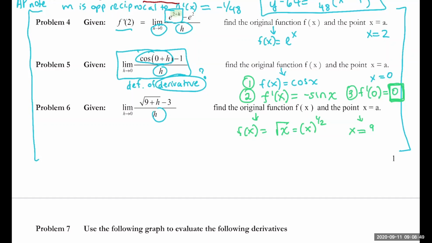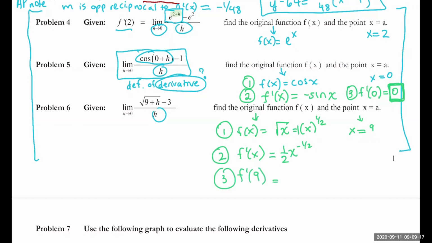And then the next step is, the first step is the original function. The second step is the question is asking for a derivative. So power rule here, we're going to bring the 1/2 down times the constant out front, which is 1, x to the 1/2 minus 1, which is negative 1/2. And then the third step is evaluate the derivative at the point, which is 9.